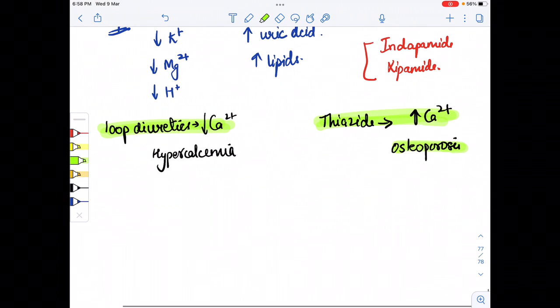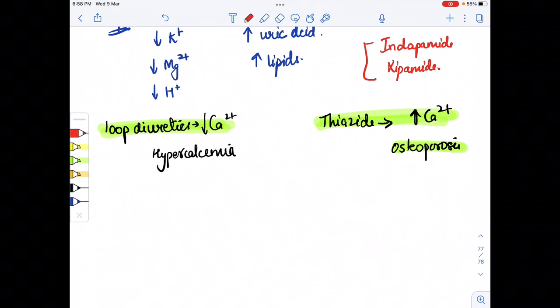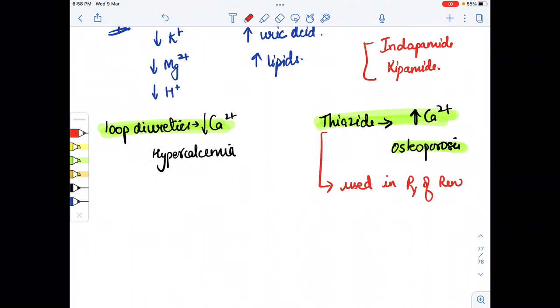Now there is one question: which diuretic is used in the treatment of renal stones? For that we also have the answer: thiazide is the only diuretic used in the treatment of renal stones, because thiazide increases the serum calcium level. When the calcium level is increased in the serum, it means that very little calcium reaches the kidneys. In that way it prevents renal stones.